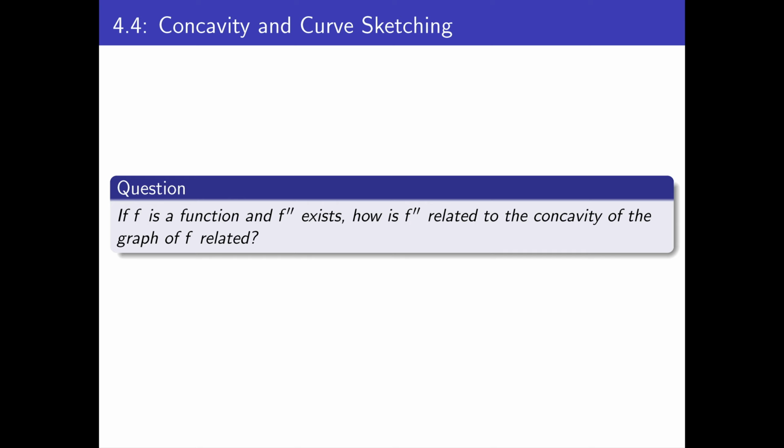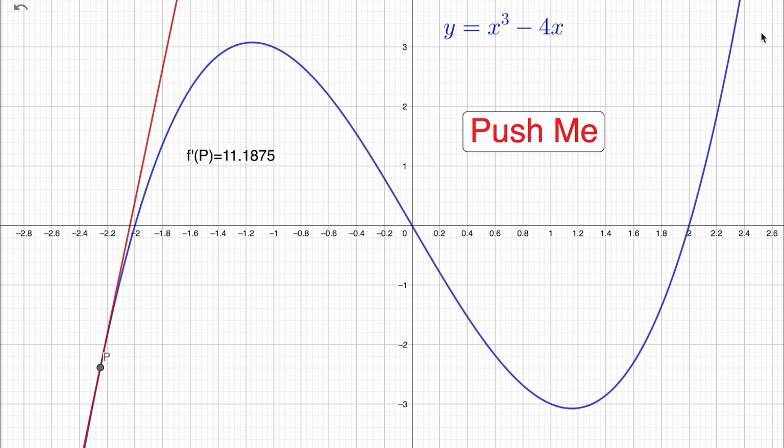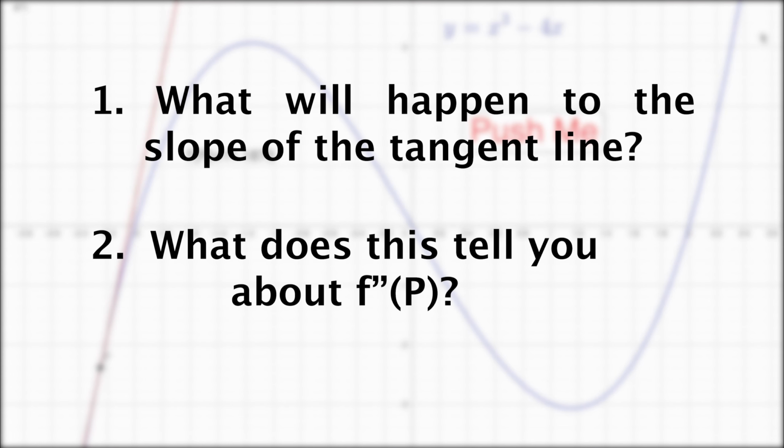Now that we have the notion of concavity, we can refine our previous question to, how is f double prime related to the concavity of the graph of f? The red line seen here is the tangent line to the graph of y equals x cubed minus 4x at the point P. In a moment, the point P will begin to move towards the local maximum. Take a moment and pause the video if you need to, and ask yourself, first, what's going to happen to the slope of the tangent line as P moves towards the local maximum? Based on your answer, what does that mean about f double prime at the point P?